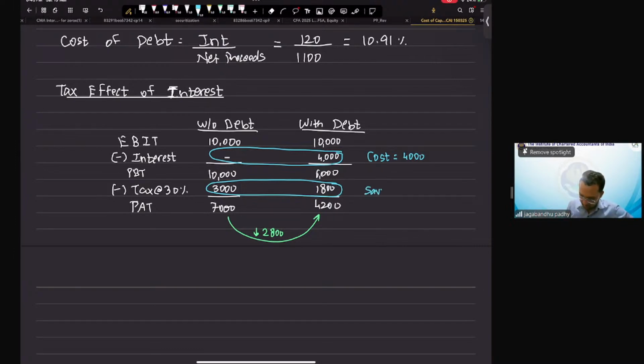There is a tax saving of 1,200. So if I ask you what is the net cost, the amount of net cost? What's the amount of net cost?